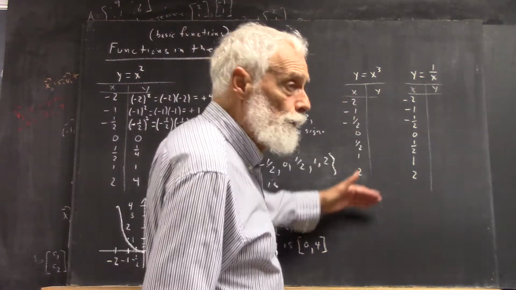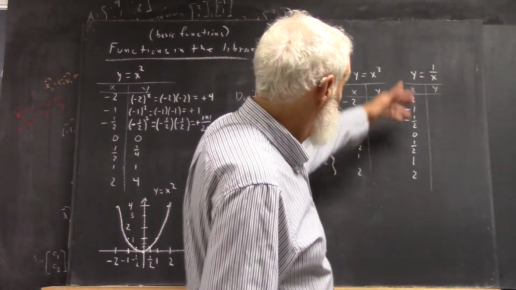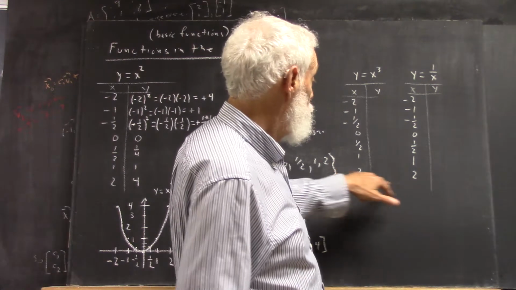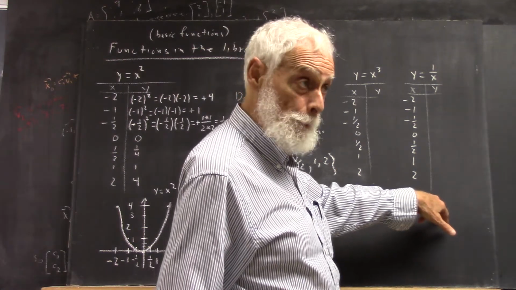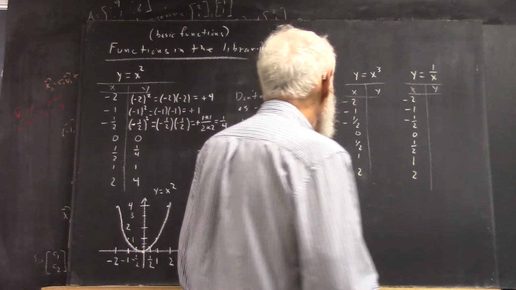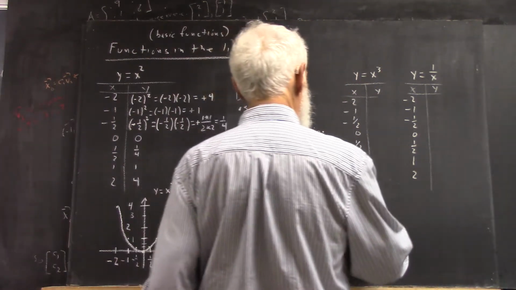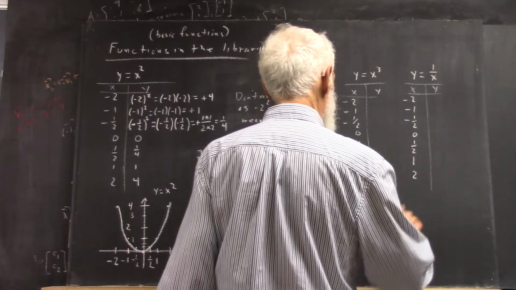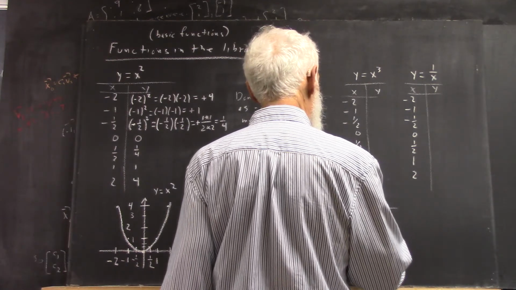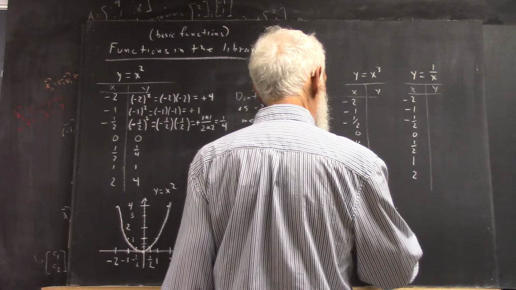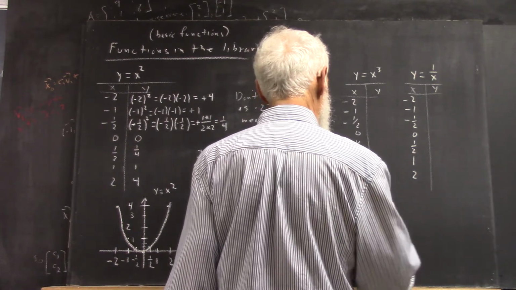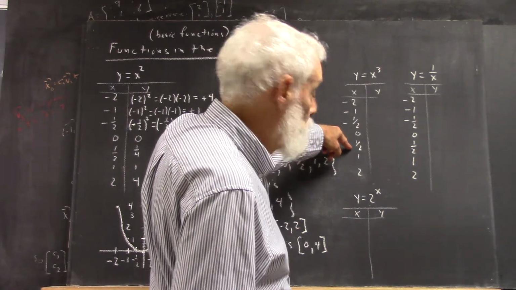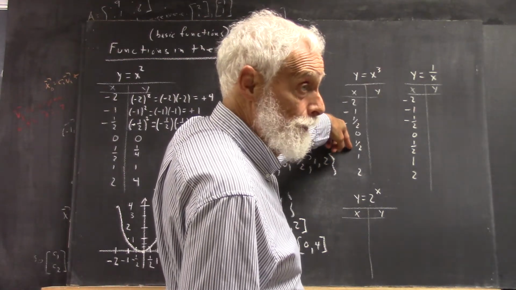Well, we can do the same for x cubed, and we can do the same for 1 over x. These are all important functions, and there are more. And there is another one. Y equals 2 to the x. For this one, we don't use 1/2. Can you tell me what 2 raised to the 1/2 power is?